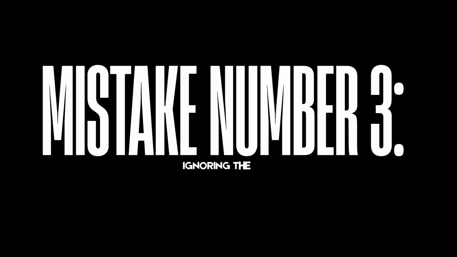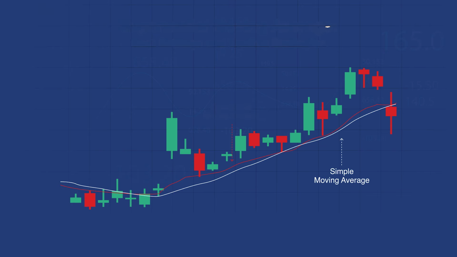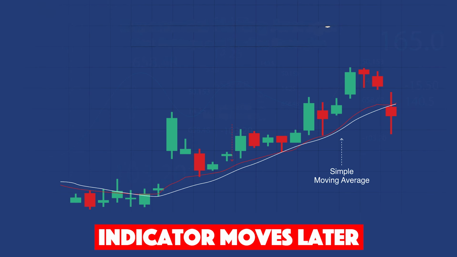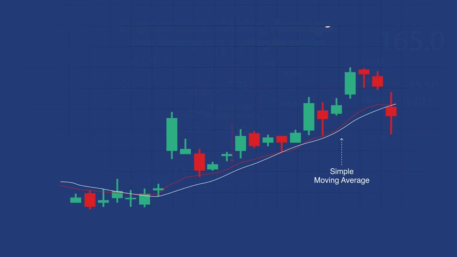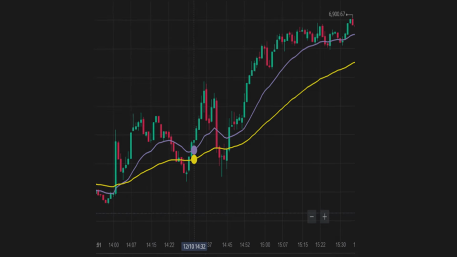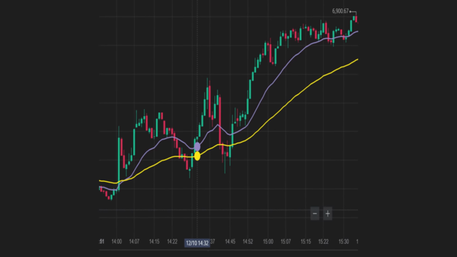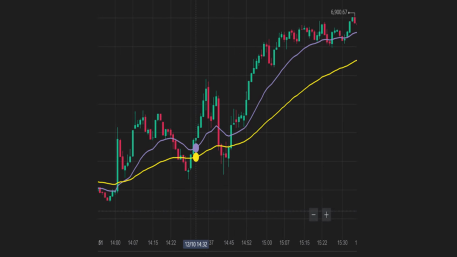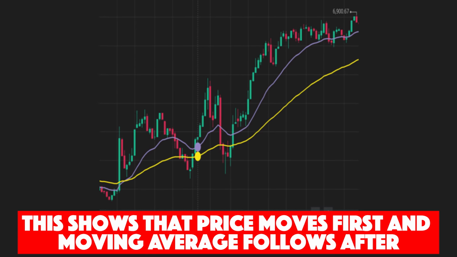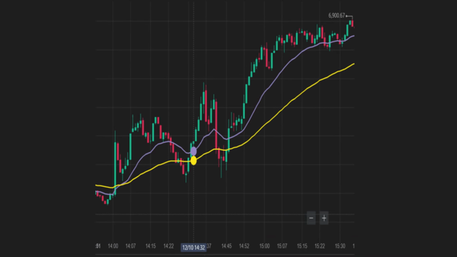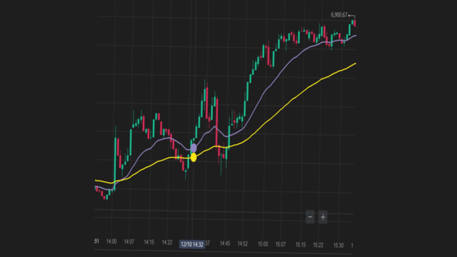Mistake number 3. Ignoring the lag. No matter what you do, moving averages always lag behind. Which means, in a market like this, price moves first and the indicator moves later. Moving average is a trend-following indicator, which can only tell you the direction when the trend has already started. You can never know from moving averages when a new trend will start because it's a lagging indicator. Look at this chart. When the candles show an uptrend, the moving average kept moving sideways and only showed an upward slope after a few candles have already formed. This shows that price moves first and moving average follows after. These 3 mistakes are exactly why most traders fail with crossovers.